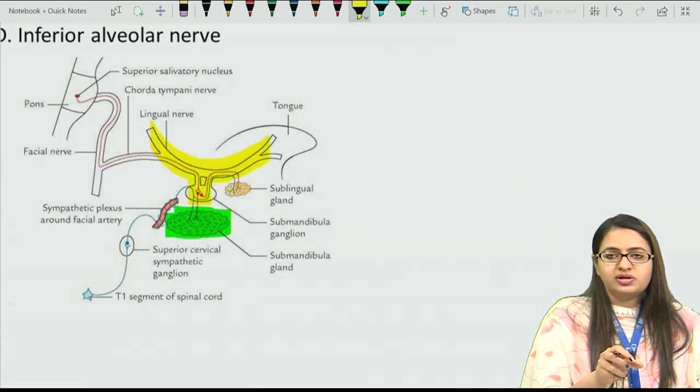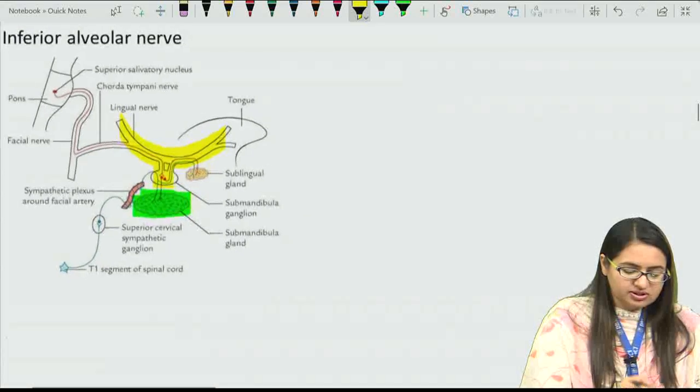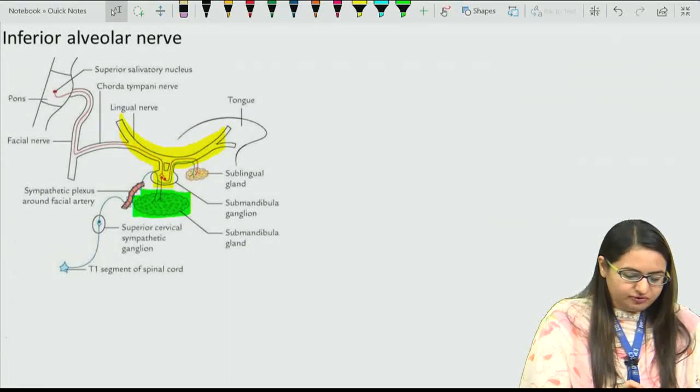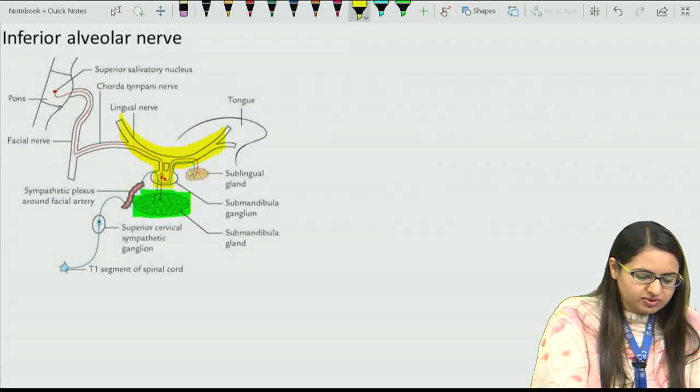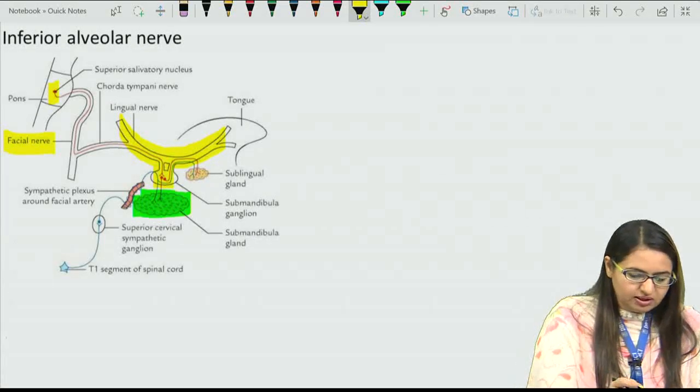This is the lingual nerve which is coming from here, and we can see that this lingual nerve is sending roots which give attachment to this submandibular ganglion. So topographically this ganglion is related to this lingual nerve. And functionally we can see that the fibers are coming from the pons area. The fibers are coming from the pons and they are traveling through the facial nerve. So functionally it is related to the facial nerve.